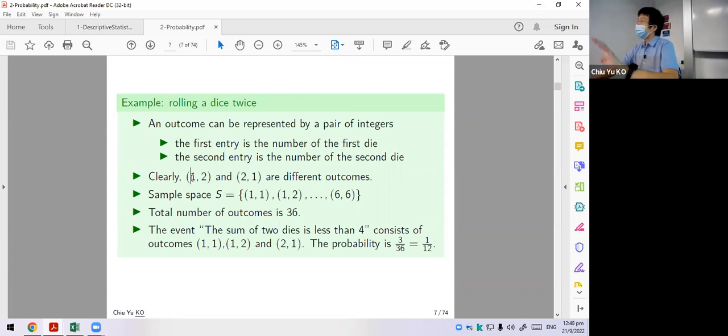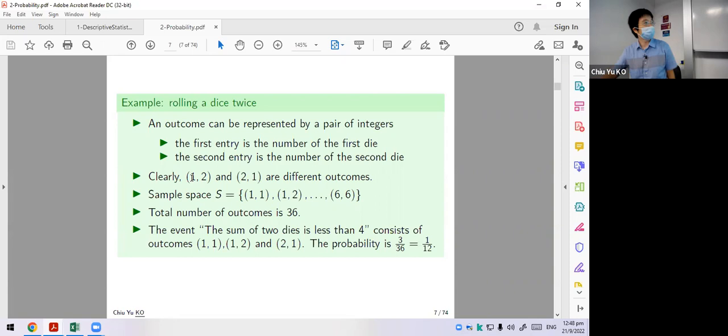In that case, you want to simplify the outcomes of the sample space. That is what we will do next class. We call it a random variable. That will be the main topic for the next one. But for now, we just talk about outcomes in the very raw form. 2, 1 is different from 1, 2. If you want to simplify this, we will do it in the next class. So, next topic.